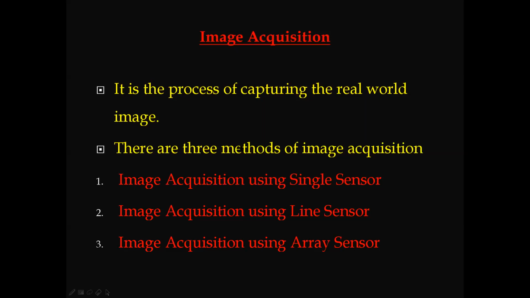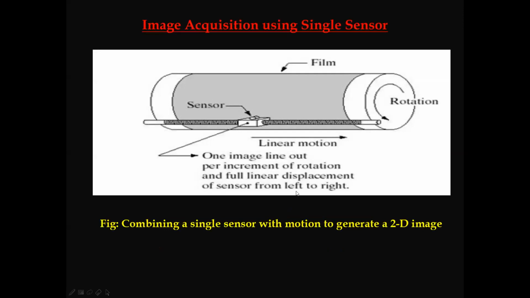Image acquisition. What is image acquisition? It is the process of capturing the real world image. There are three methods for image acquisition: image acquisition using a single sensor, image acquisition using a line sensor, and image acquisition using an array of sensors. So this is the arrangement used for acquiring the image with a single sensor. Here we have a sensor.